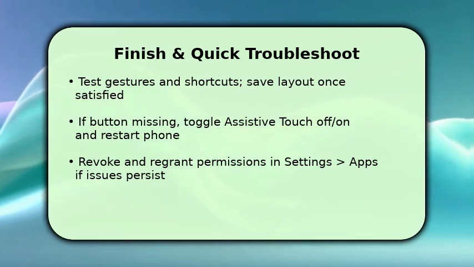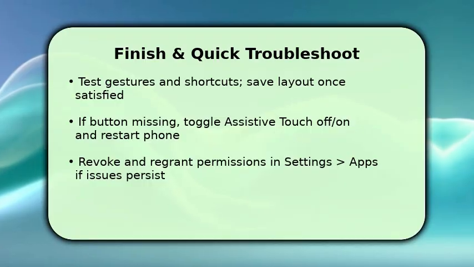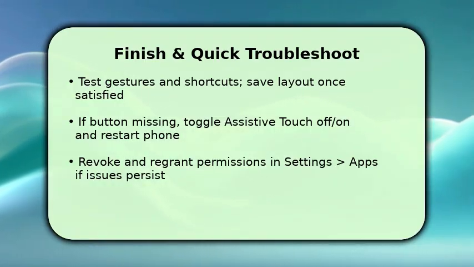If the floating button doesn't appear, toggle Assistive Touch off and on, then restart the phone. This resolves most display glitches.